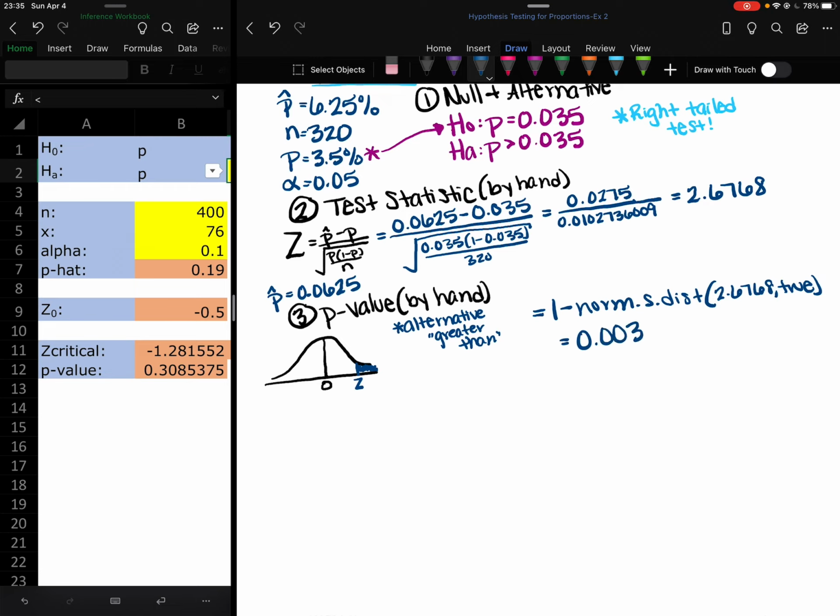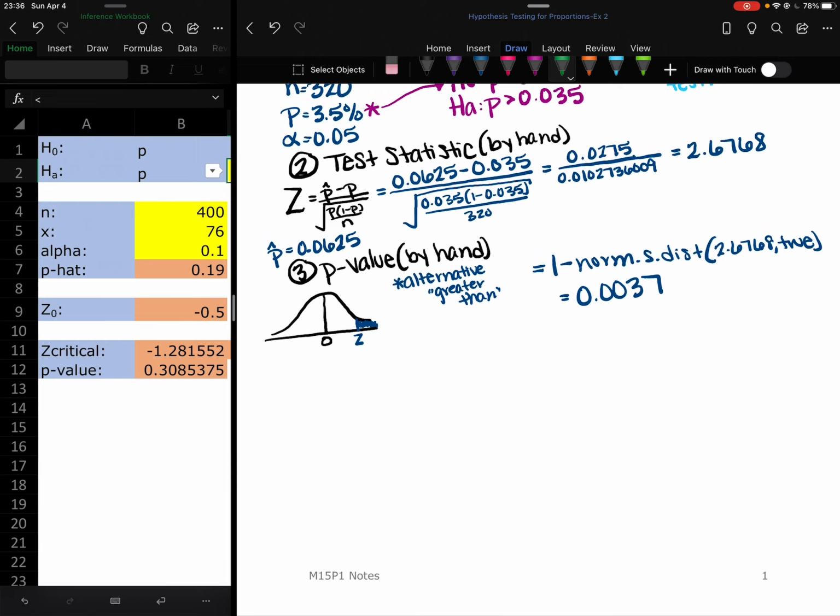And I got 0.0037 for the p-value. So the test statistic by hand is 2.6768. The p-value by hand, again, you can draw the curve if you like. Greater than, because that's what we have in the alternative, is p is greater than 0.05. It's a right-tailed test, so it's greater than. So when we go to Excel, we have to do the 1 minus norm.s.dist.